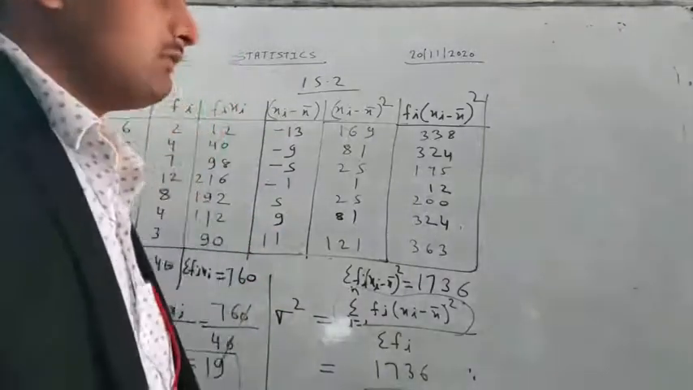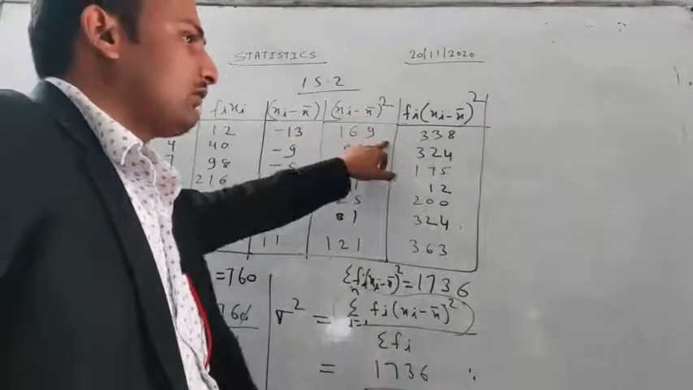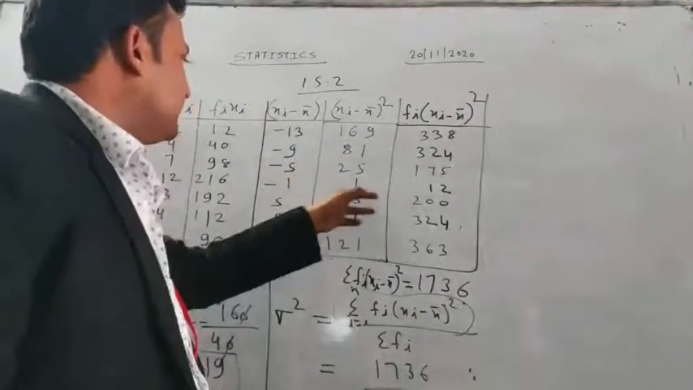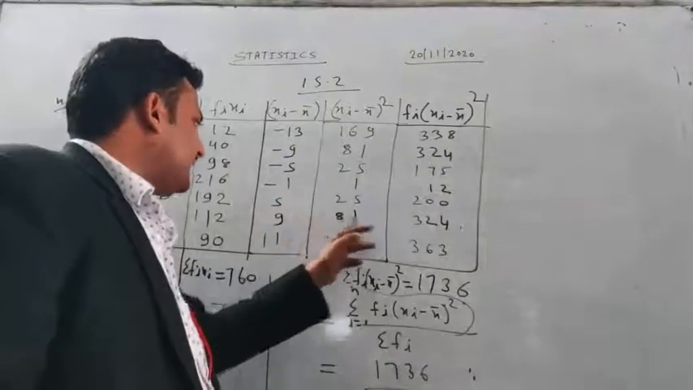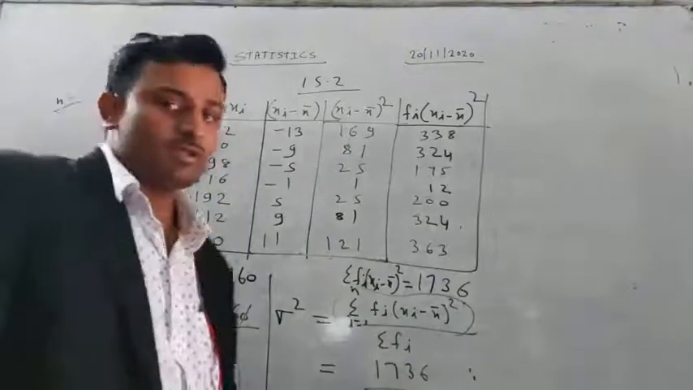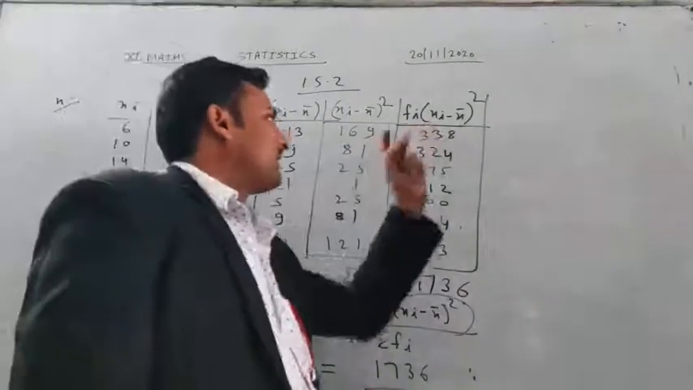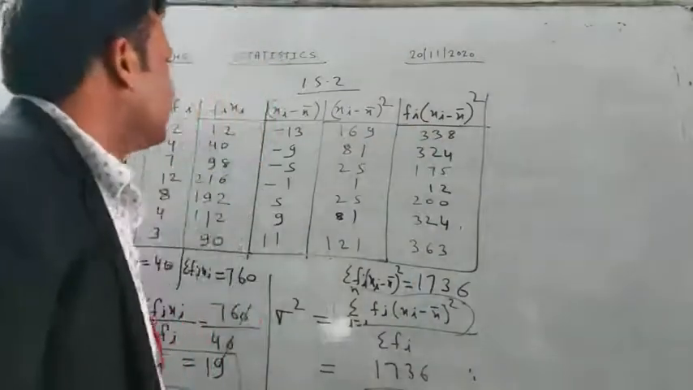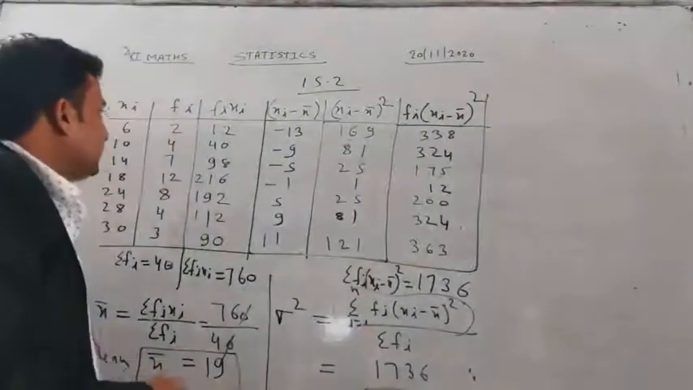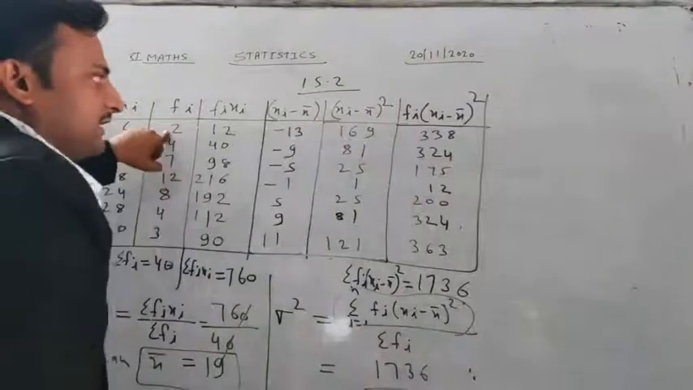Now we will find the square of these. The square of 13 is 169, the square of minus 9 is 81, the square of minus 1 is 1, the square of 5 is 25, 9 is 81, 11 is 121. Okay, now we have to find fi into xi minus x bar whole square. These observations will be multiplied by the frequency. Now we multiply this frequency with this xi minus x bar whole square.